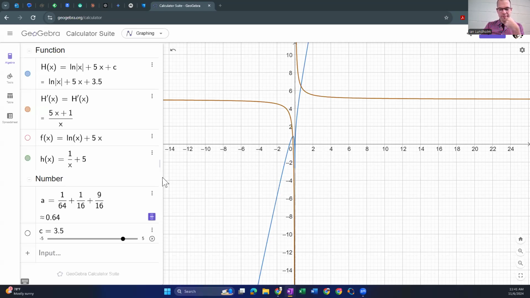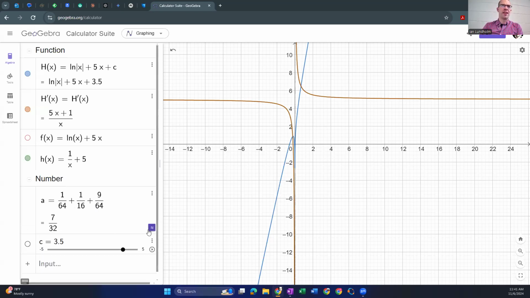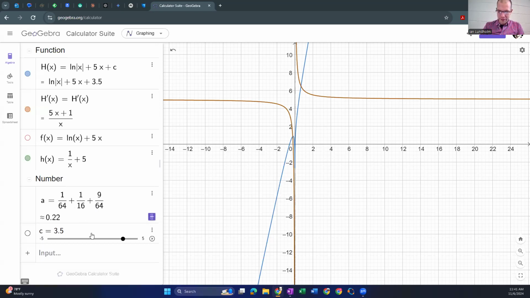Hmm. That seems high for a left-hand Riemann sum. All right, pause. I'm gonna think. Okay, I figured it out. Good grief. This is 9/64. What was I doing? Yeah, this thing needed to be lower than a third. All right, so this is about 0.22-ish.